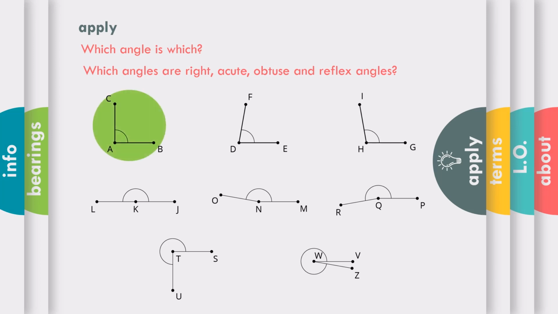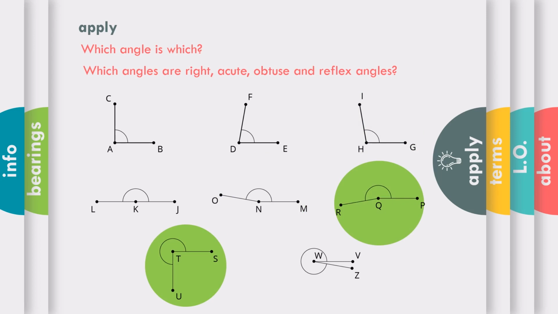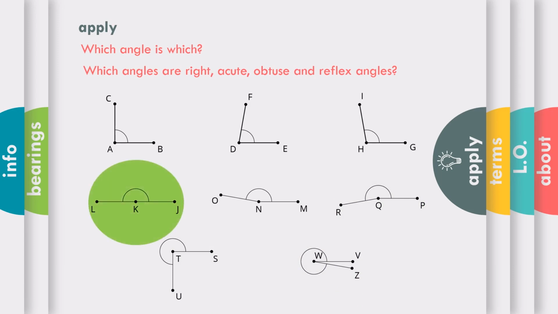This is the right angle. This is the acute angle. These are the obtuse angles. These are the reflex angles. The only one left is the straight line.